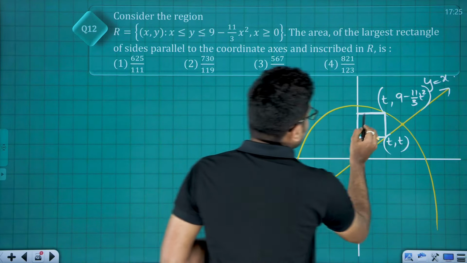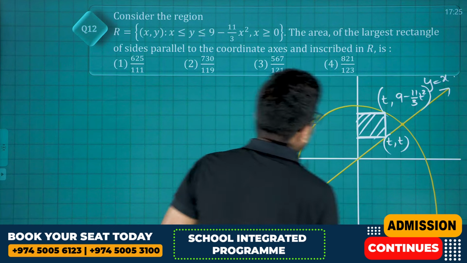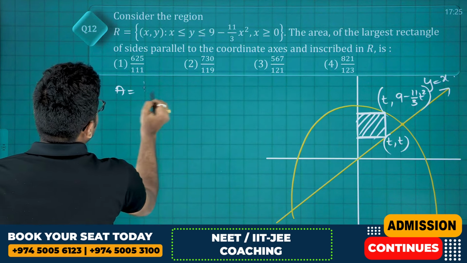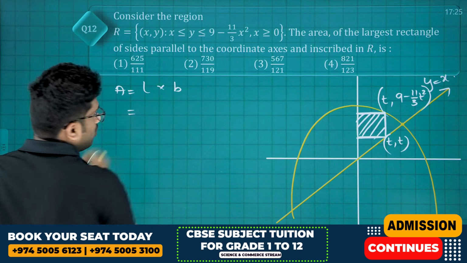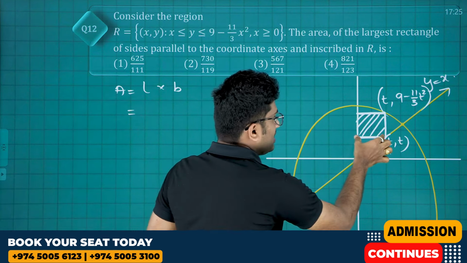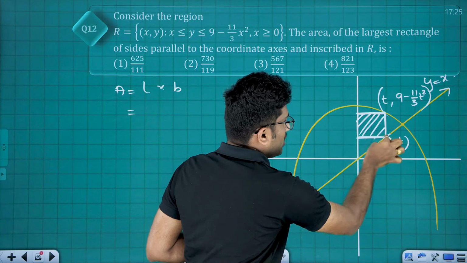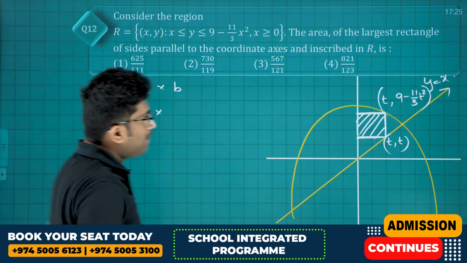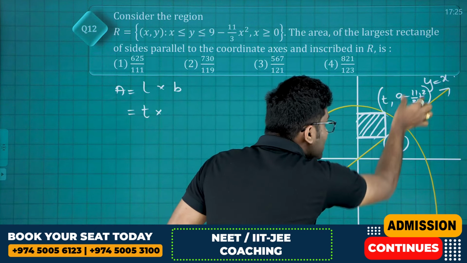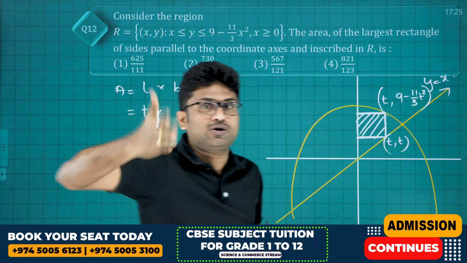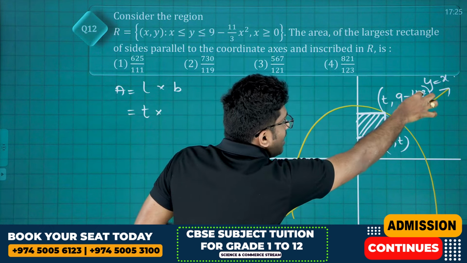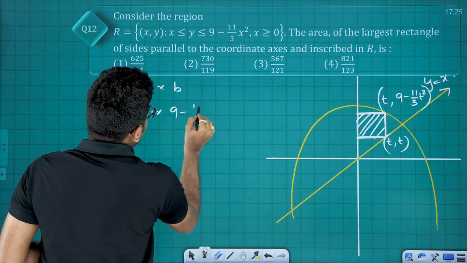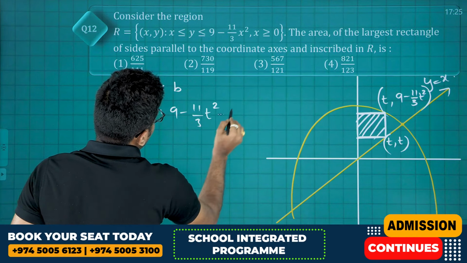Now what is the area of this rectangle? Generally area of the rectangle is length into breadth. Suppose, if you take this as length, what is length? From here to here it is t, into breadth, this minus this, because its sides are parallel to coordinate axis. So 9 minus 11 by 3 t square minus t.